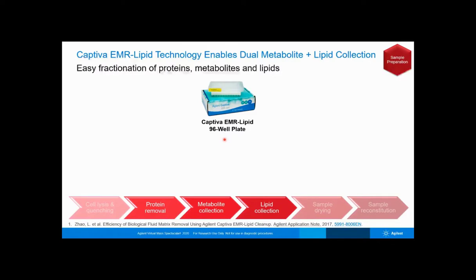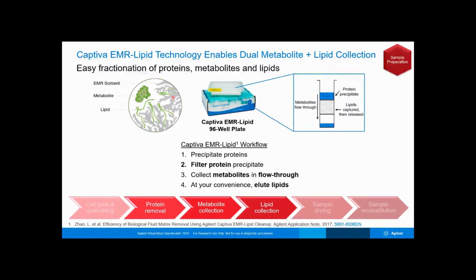To avoid the difficulty of hard-to-automate liquid-liquid separations, we have used the Captiva EMR lipid plate to complete a solid-phase separation of proteins, metabolites, and lipids. As shown in this diagram, the Captiva EMR plate contains a solid sorbent that specifically binds lipids containing acyl hydrocarbon chains and polar head groups. The sorbent does not have an affinity for metabolites that do not have hydrocarbon chains.